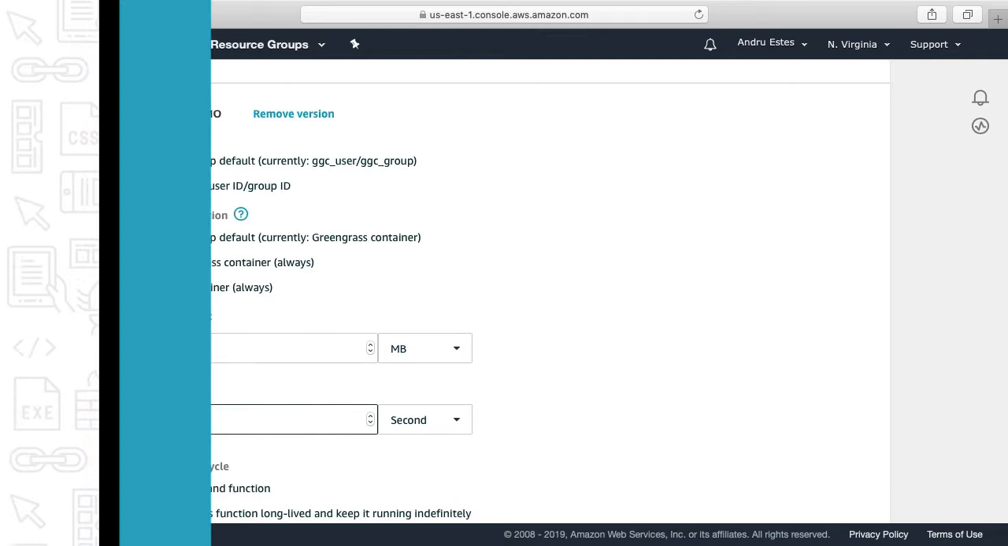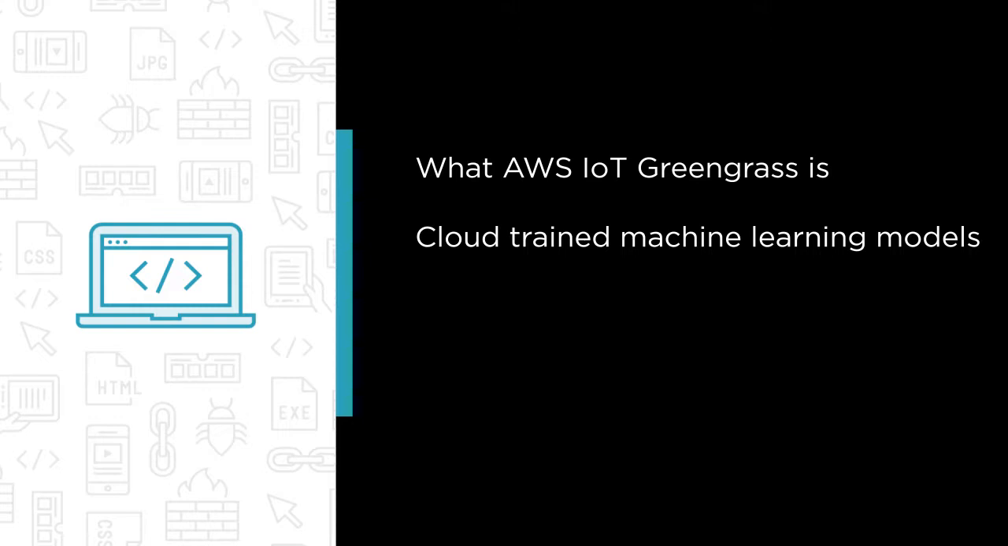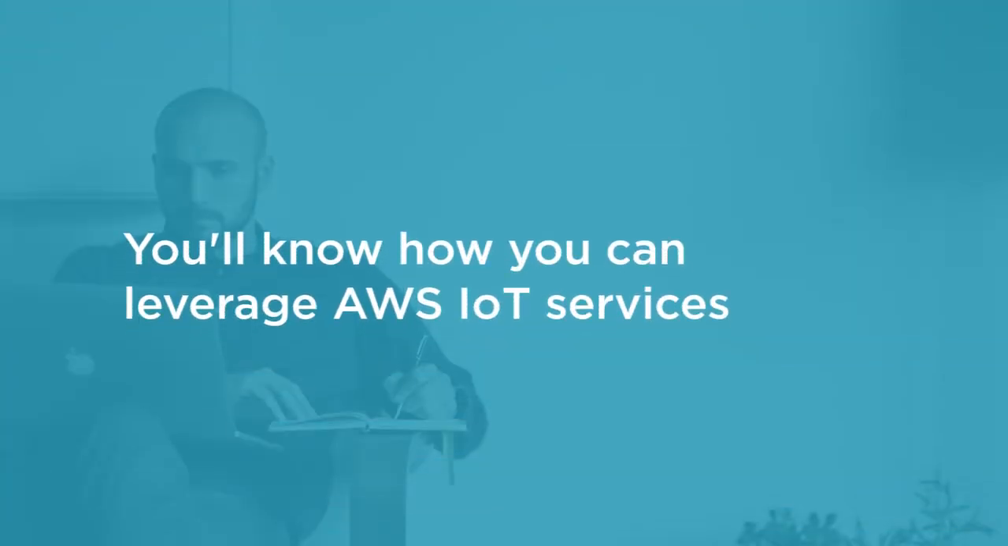Some of the major topics that we are going to cover include what AWS IoT Greengrass is, utilizing cloud-trained machine learning models on our own IoT devices, securely connecting to and deploying with AWS IoT Greengrass, and then finally logging with AWS IoT Greengrass.